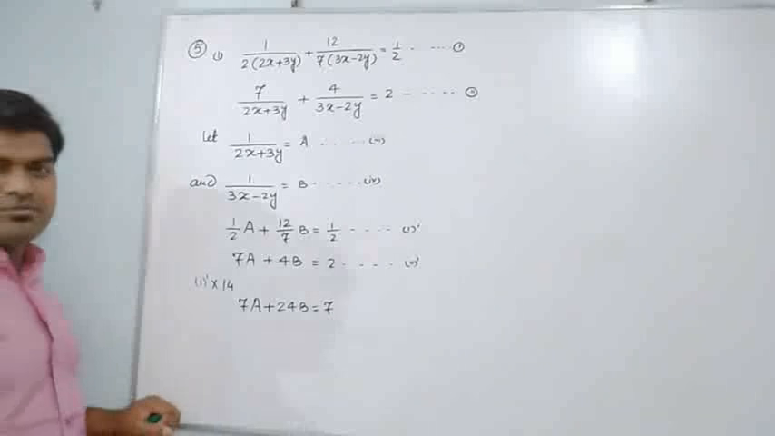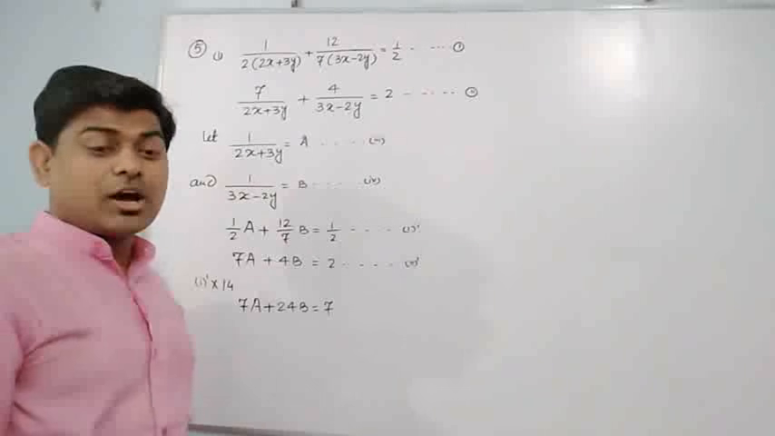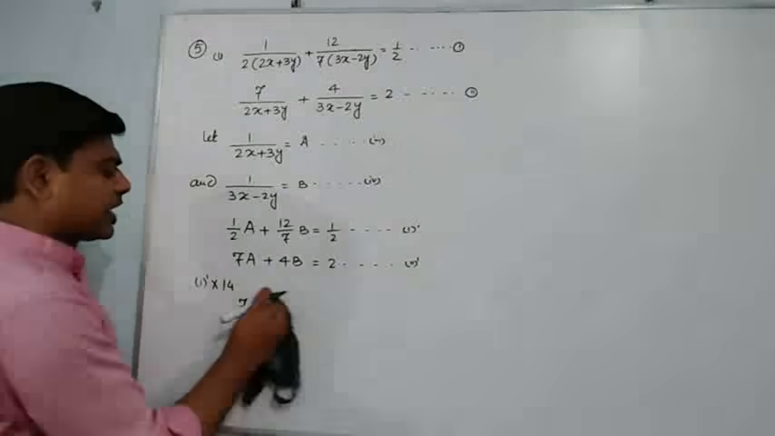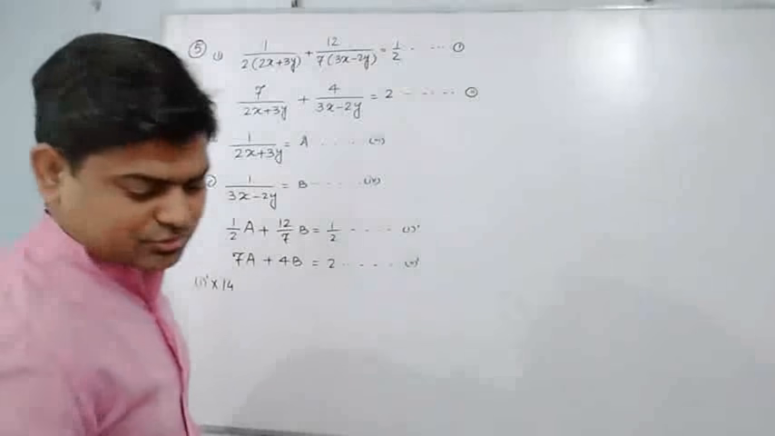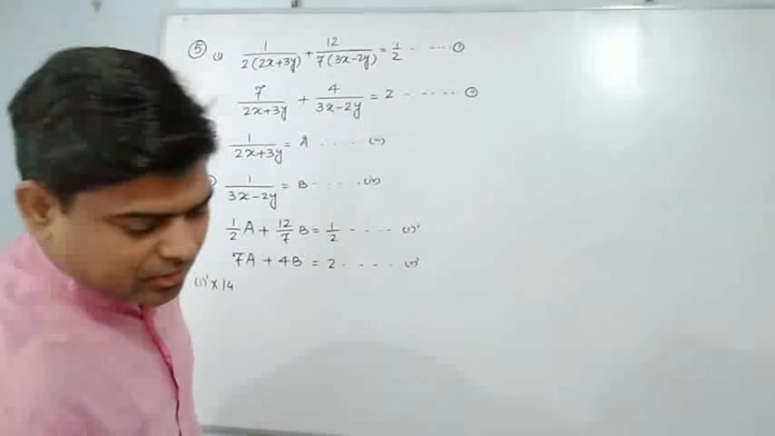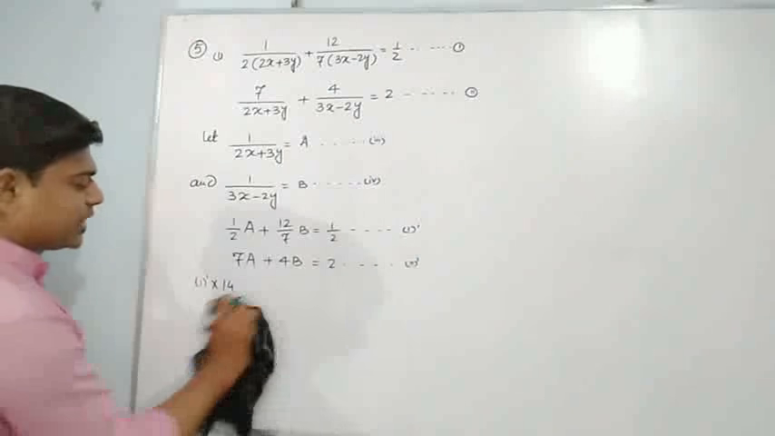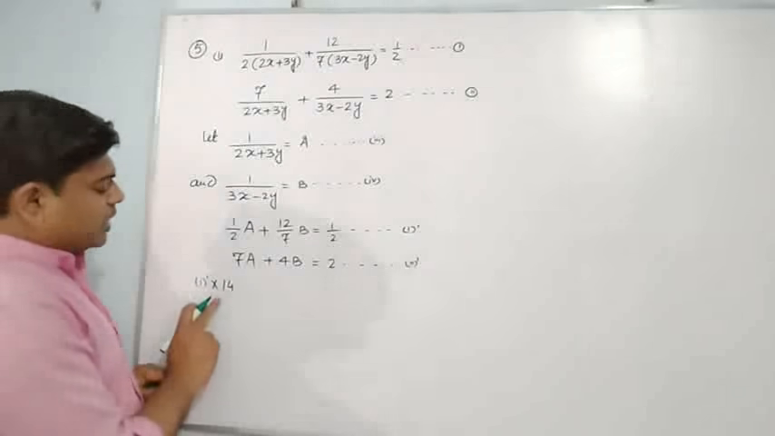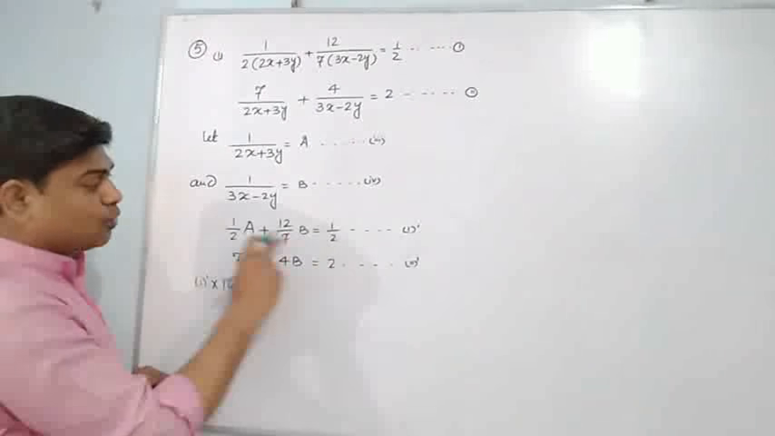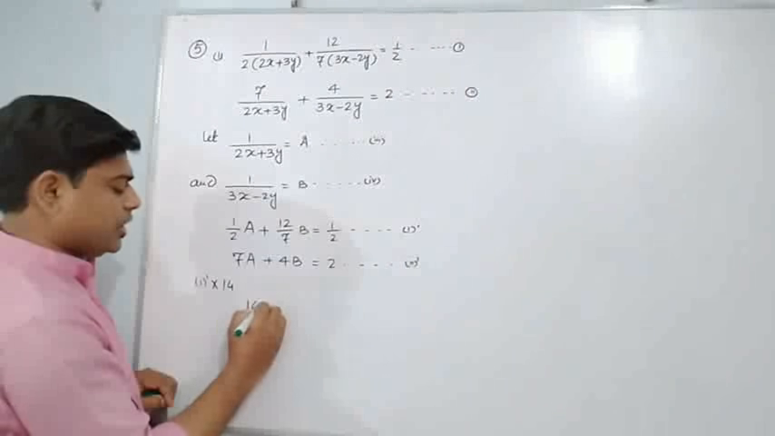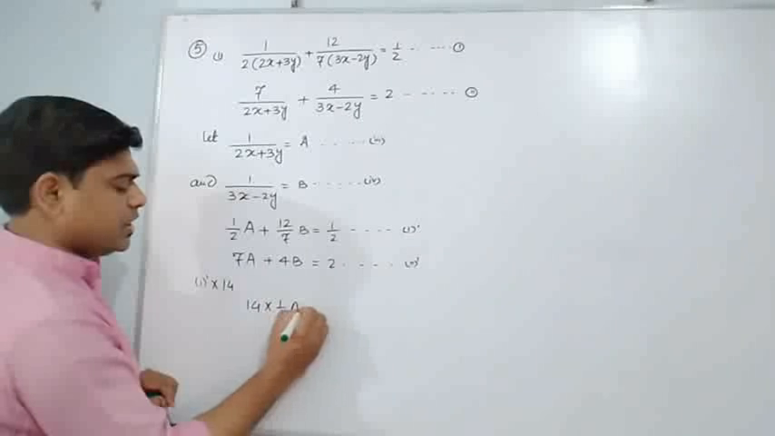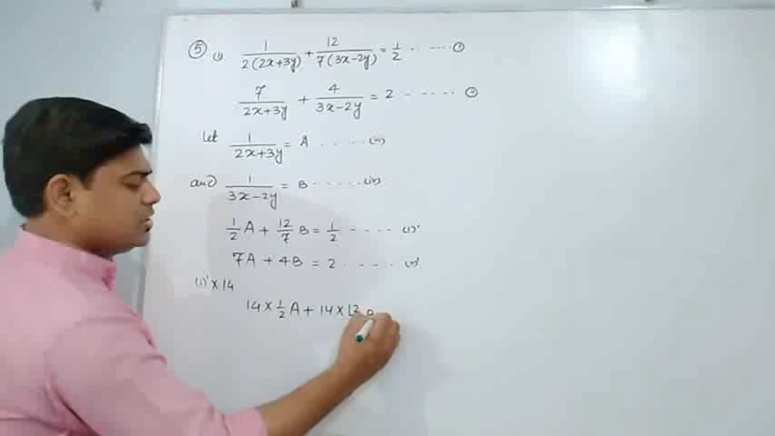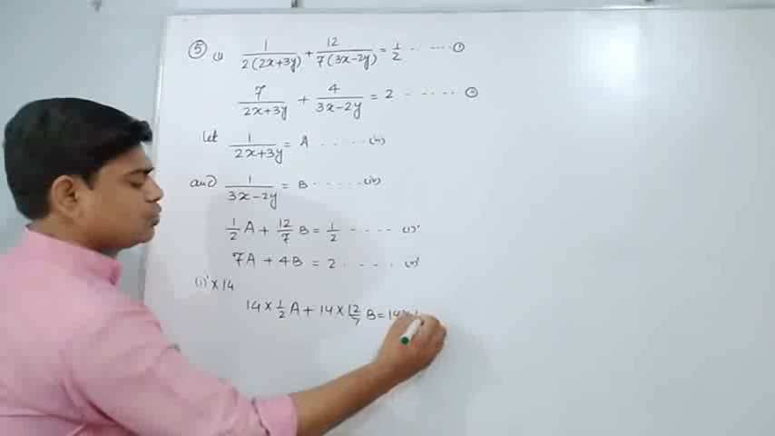I have written directly. If there is any confusion about how it has come, let me write it once again, with one line extra, so that those students who are not able to get this point can easily get it. What have I written? 14 into 1 upon 2a plus 14 into 12 upon 7b is equal to 14 into 1 upon 2.